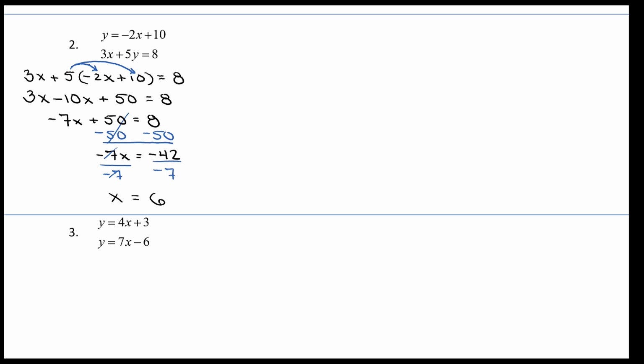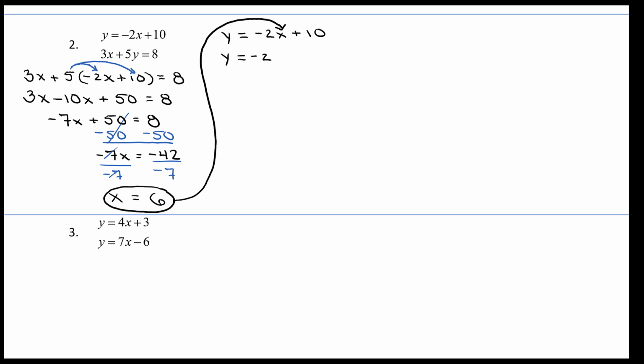Now that we found what x is equal to, we can substitute this into that first equation that was already solved for y. So why don't we go ahead and copy this equation right over here to the right of it. So y equals negative 2x plus 10, but instead of x, I'm going to substitute 6. So now I'm going to circle where it says x equals 6. I've drawn an arrow pointing to the x in the equation y equals negative 2x plus 10. Our next line is going to say y equals negative 2 times 6 plus 10.